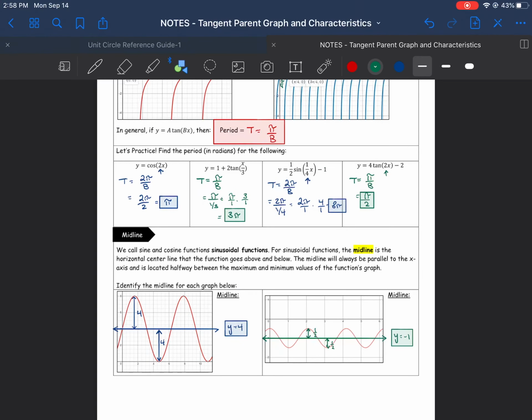Notice that we're only doing midline here for sine and cosine, for sinusoidal functions, because tangent, as we saw with the range, has a range of negative to positive infinity, meaning that if we tried to find a maximum or a minimum, we wouldn't be able to. So midline is not going to apply to tangent functions.